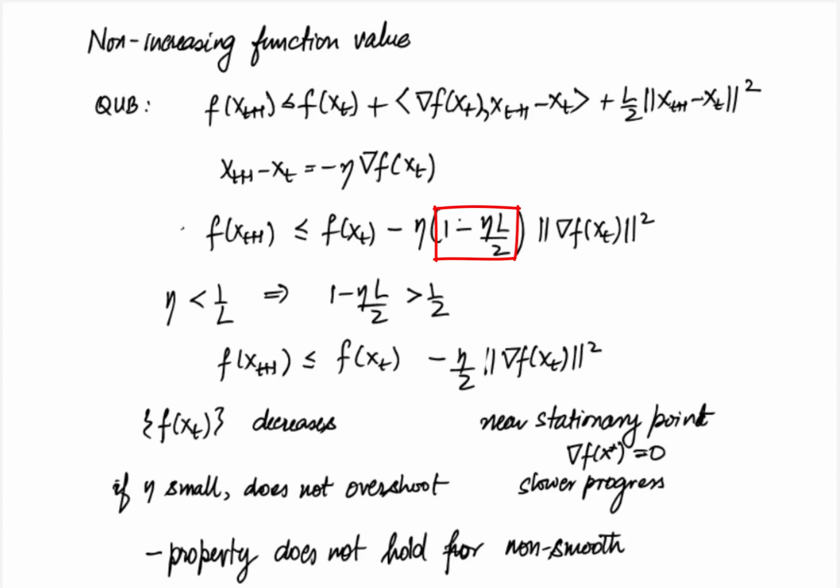Finally, also note that the amount of decrease or progress depends on eta. Indeed, larger eta is better provided it is less than 1 by L. So here we have concluded that the sequence f of xt minus f of x star is non-increasing.